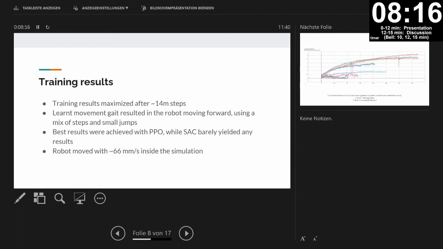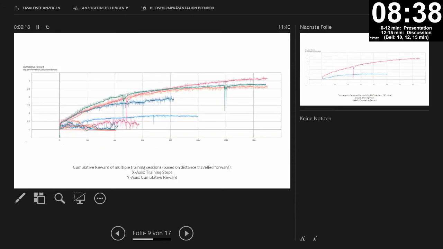And the best results, as I said, we achieved with the PPO strategy, while the soft actor critic strategy was not that good. In the end, the robot moved at 66 millimeters per second inside the simulation, and it, of course, is interesting how this will work in real time.